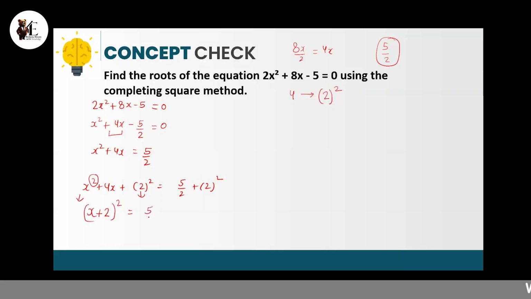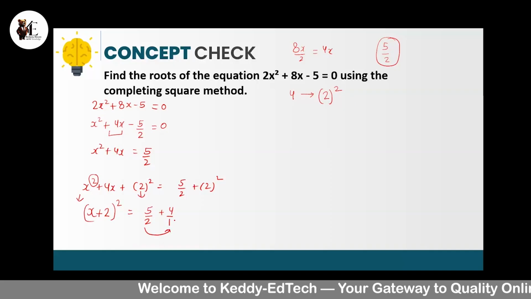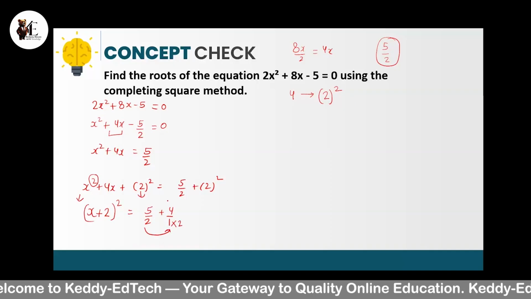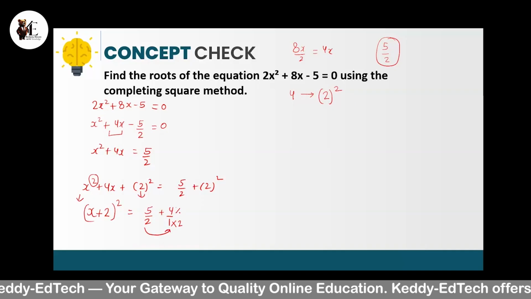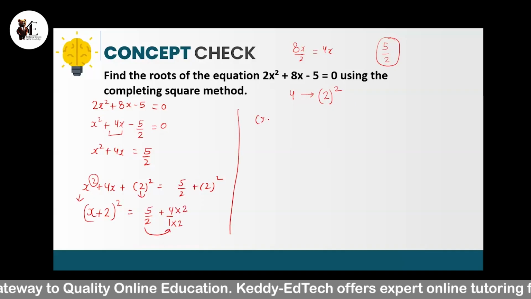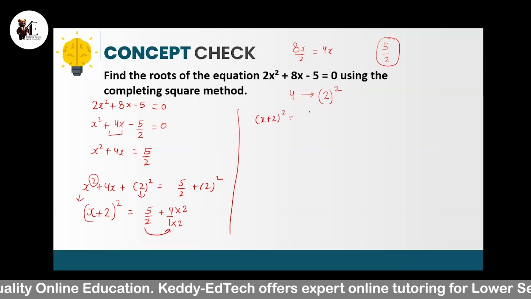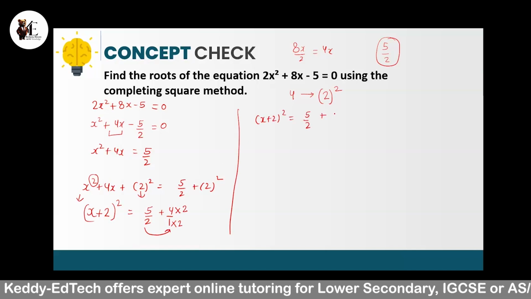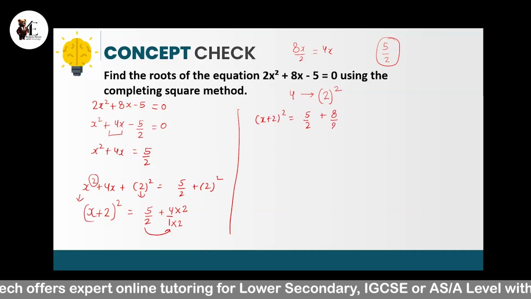So 5 over 2, square of 2 will be 4. So we have to make the denominator same so that we can add them. If I have to make 1 as 2, I have to multiply by 2. If I'm multiplying the denominator by 2, I have to multiply the numerator by the same number, that is by 2. So that will become x plus 2 whole square is equals to 5 over 2 plus 4 into 2, that is 8, 1 into 2, that is 2.